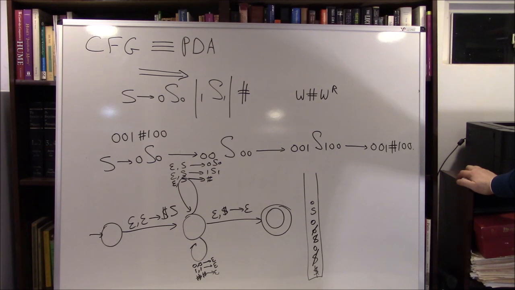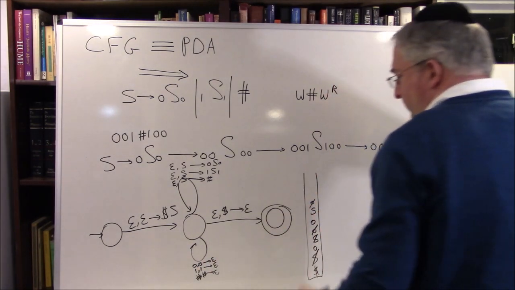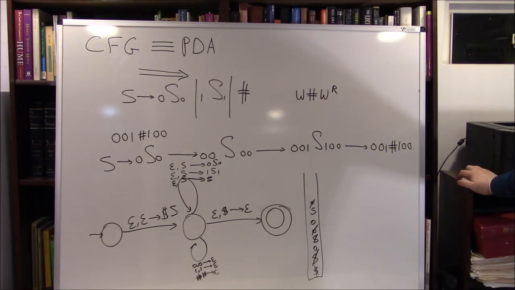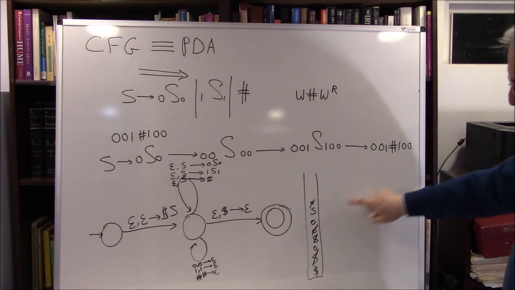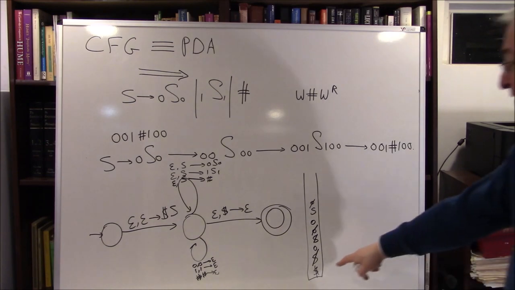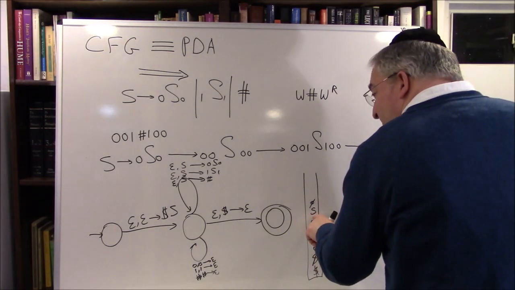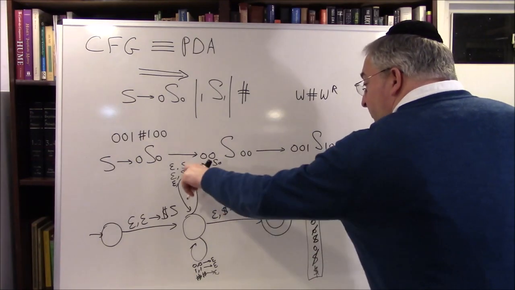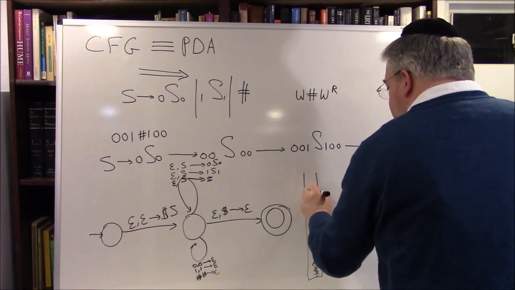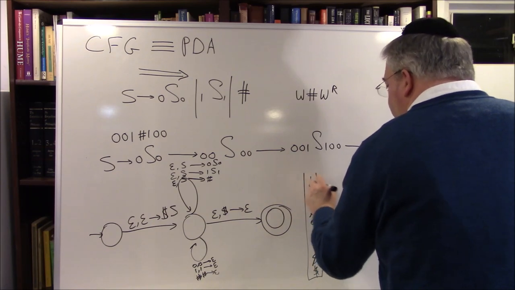Great. Now which rule should I use? Well, I better get rid of this. So I'm going to get rid of this. Which rule should I use now? I want this 1. Notice what's on my stack: 0, 0. That's exactly what's on my stack, 0, 0, and then the dollar sign. Good. Now I want to put the 1 on the dollar sign. So I have S on top of my stack. Which rule am I going to use? Answer: this one. I'm going to pop the S and then put 1, S, 1.